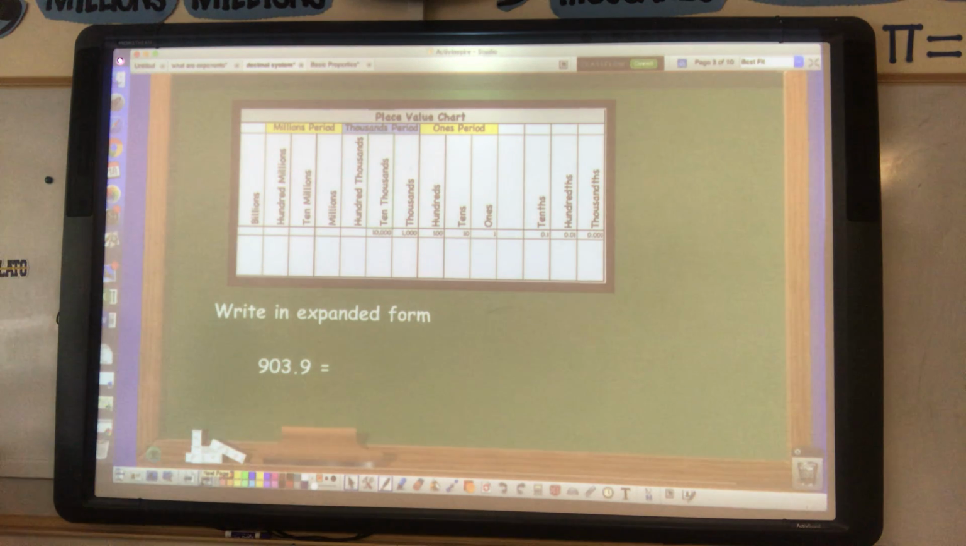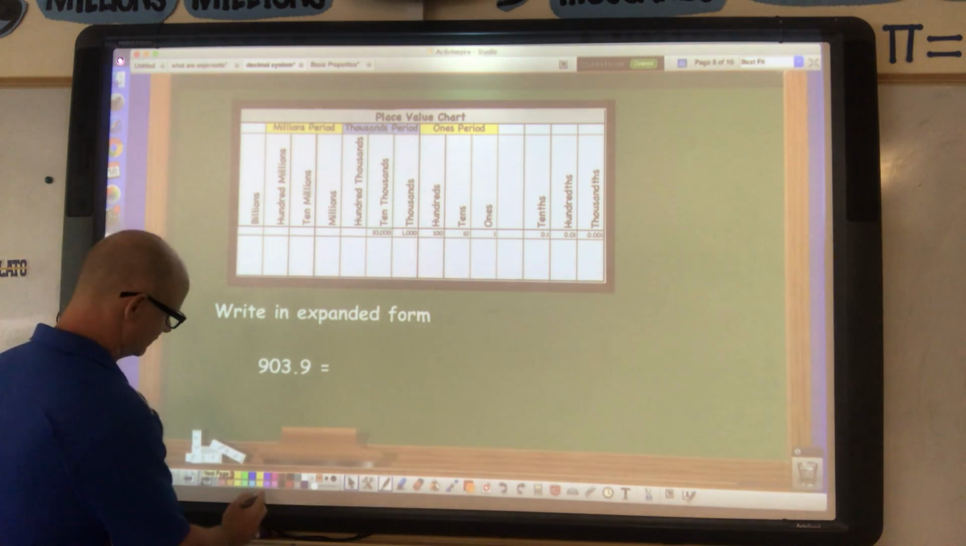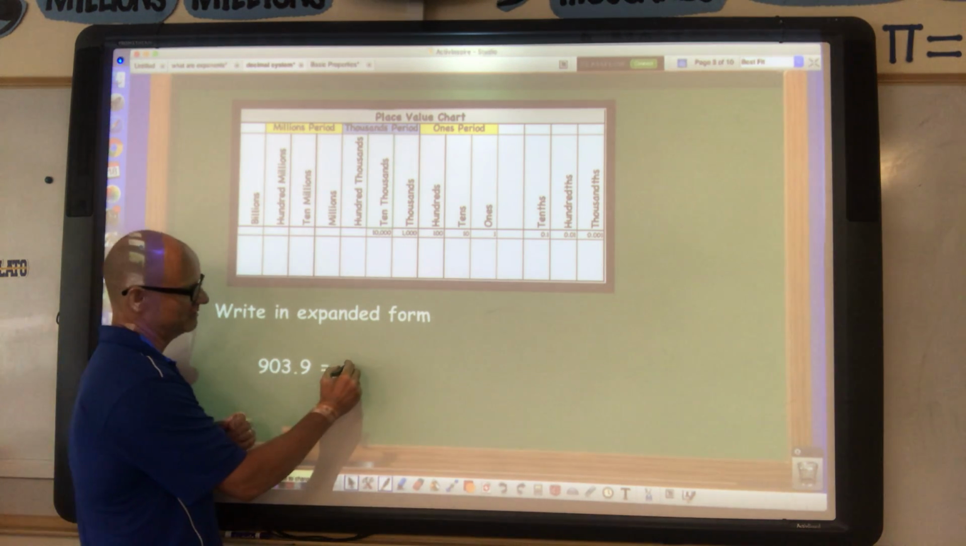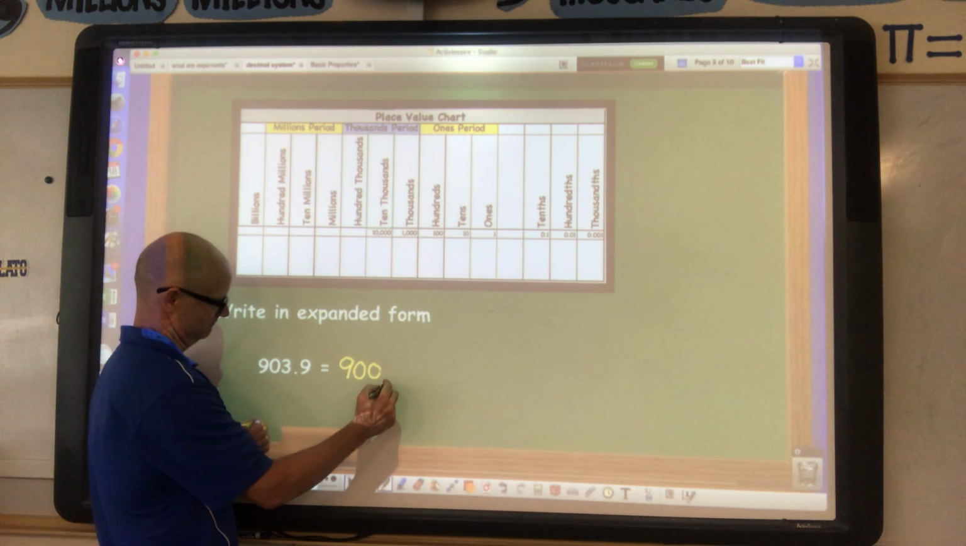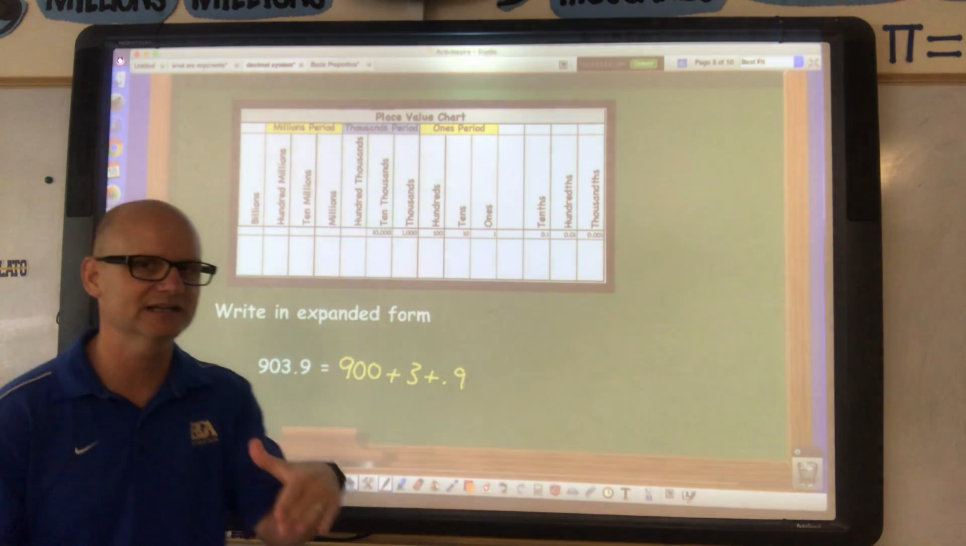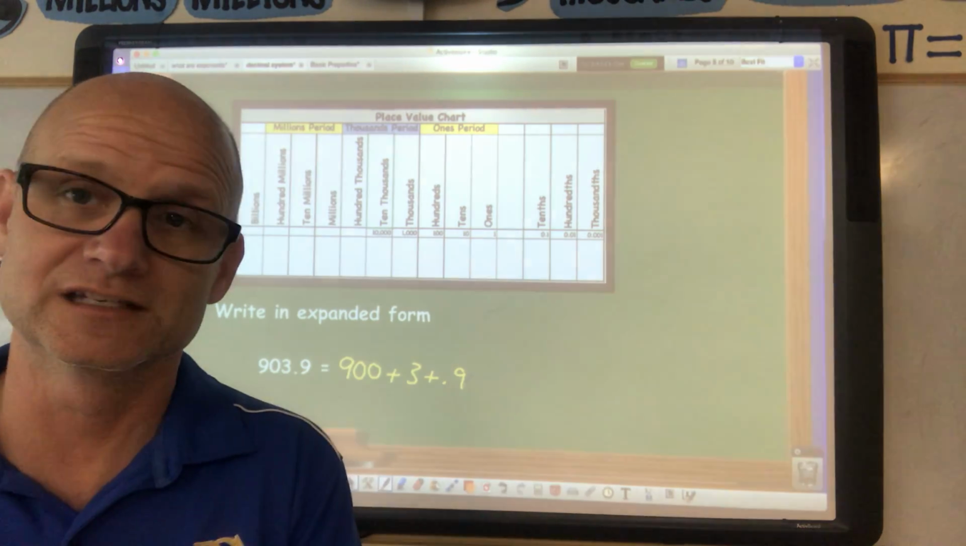All right. So write things in expanded form. I think you guys have done this before, but this is something that you'll have on your homework. If you write something in expanded form, like this says 903 and 9/10, expanded form looks like this: 900 plus 3 plus 9 tenths. You are just writing each place and the value that's in each place.